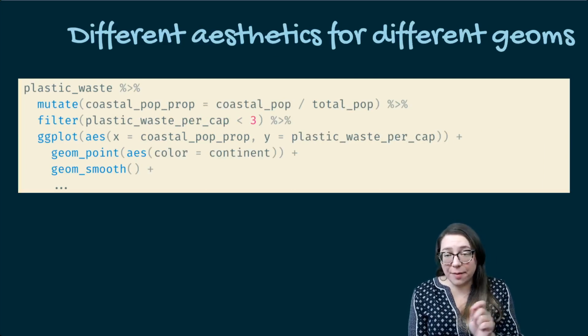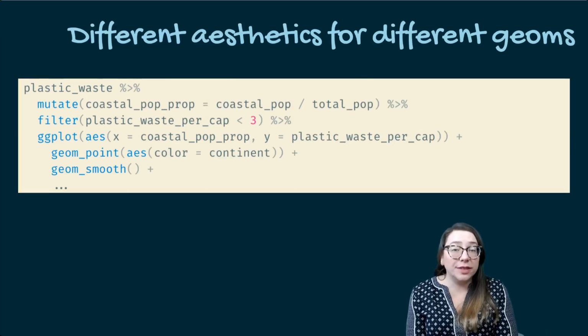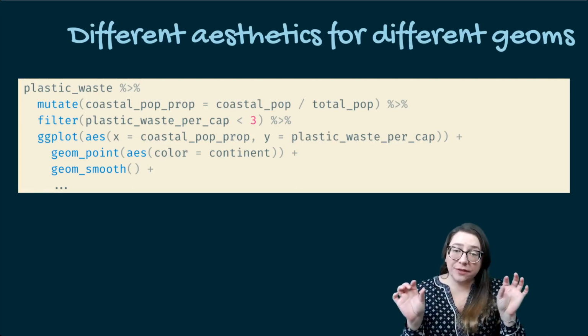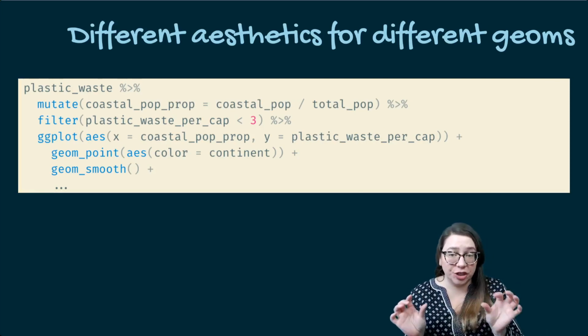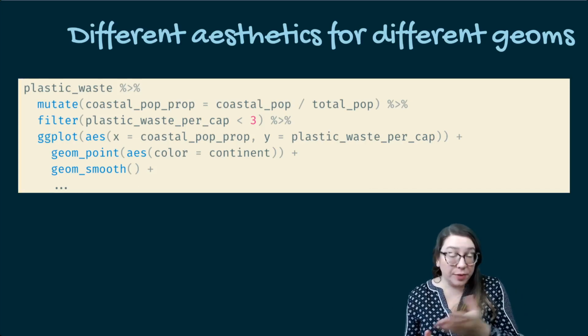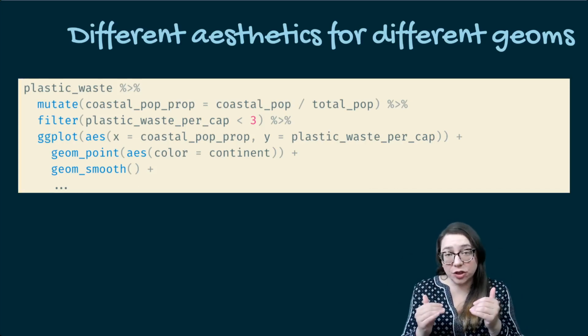Another thing that came up, this wasn't so much an error, but a question that came up a few times, was how to use different aesthetics for different geoms. So when we define the aesthetic mappings in our ggplot call, so here that's on the fourth line of our code, when we define it that way, it gets passed on to all the geoms that come after it.